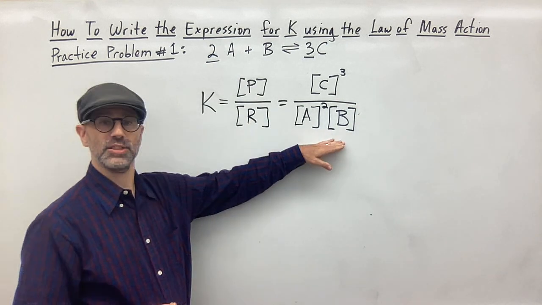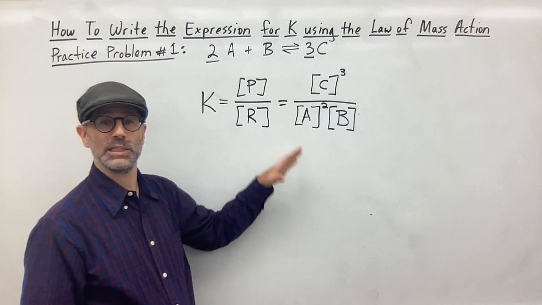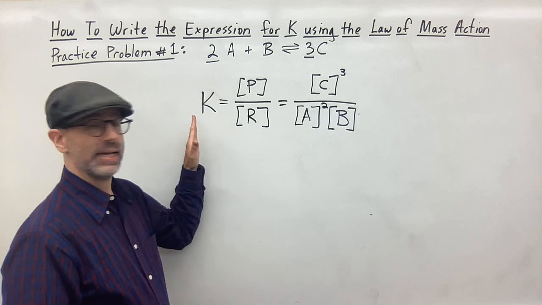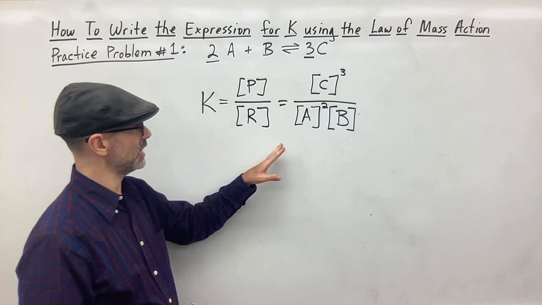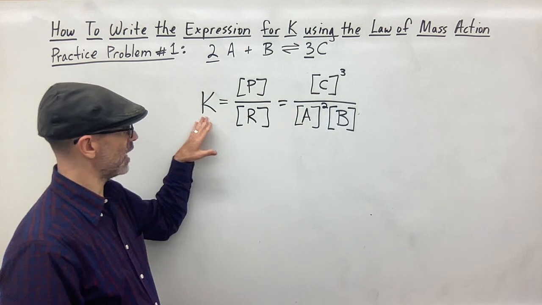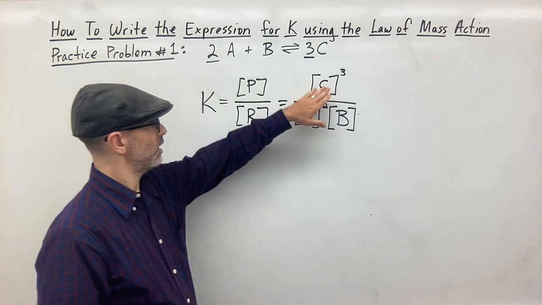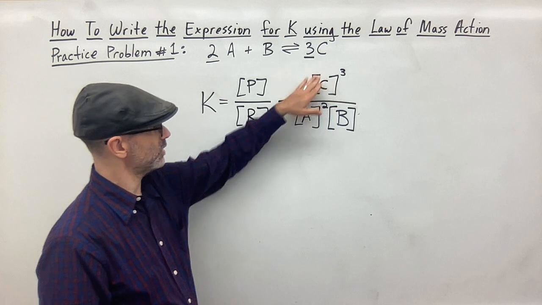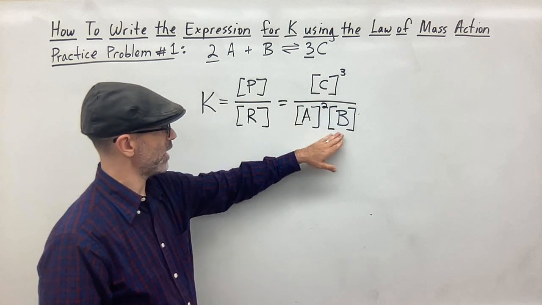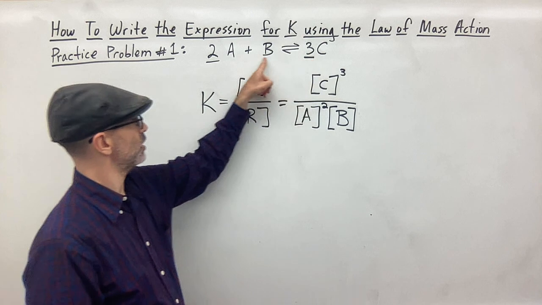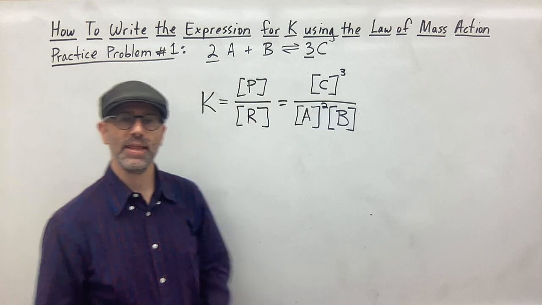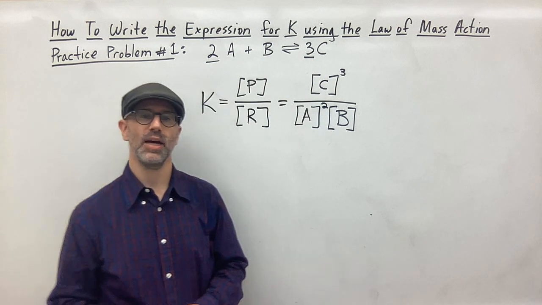So this, ladies and gentlemen, would be your expression of your equilibrium constant according to the law of mass action. You can see here that the constant depends on the concentration of products and concentration of reactants, all of which are raised to the power of their given coefficients. And that, ladies and gentlemen, is how it's done.